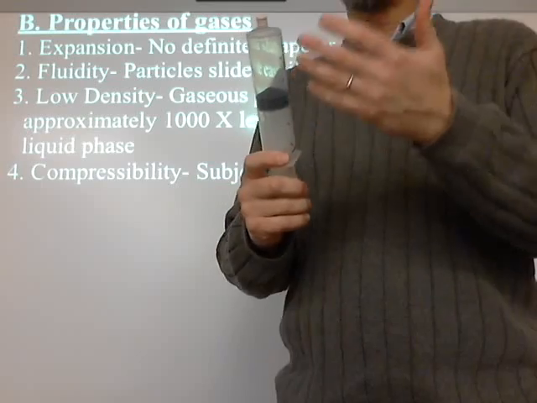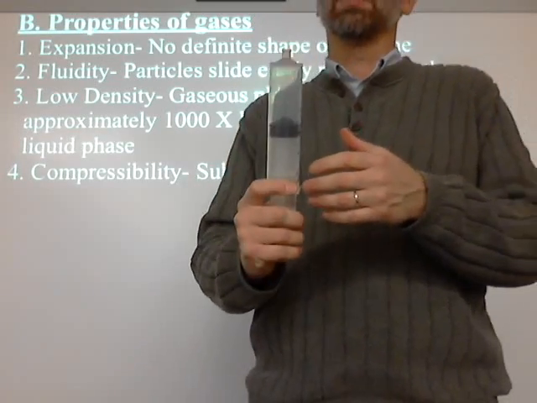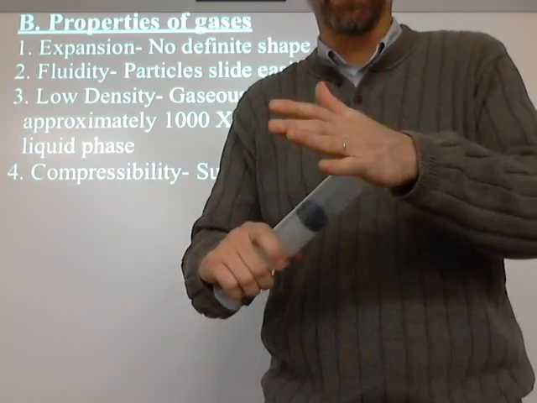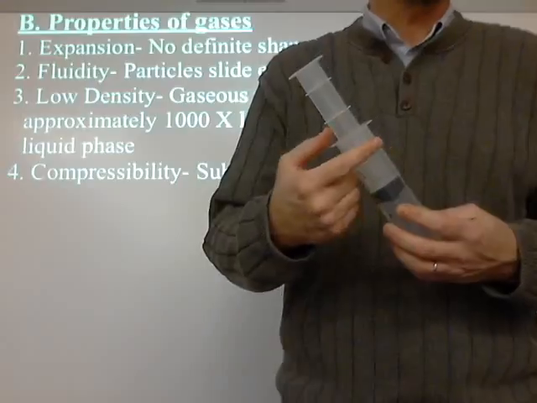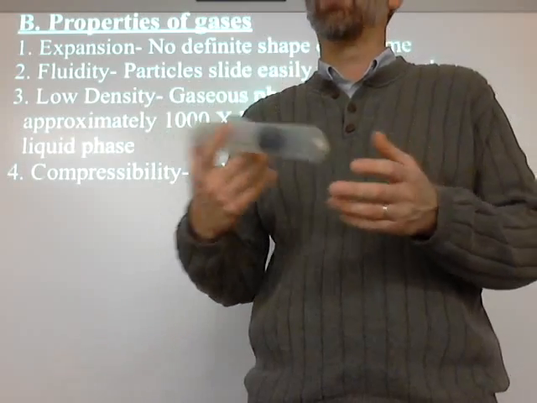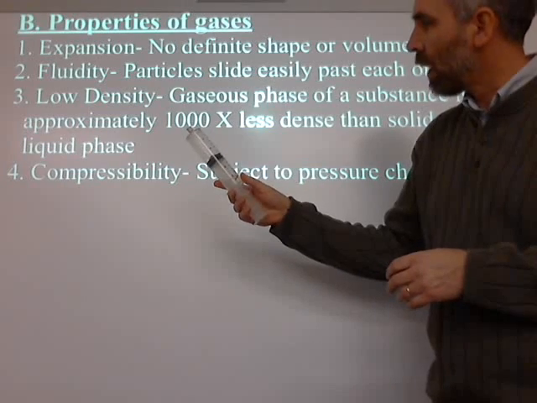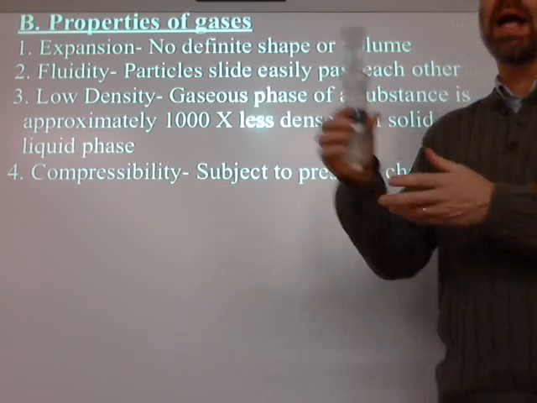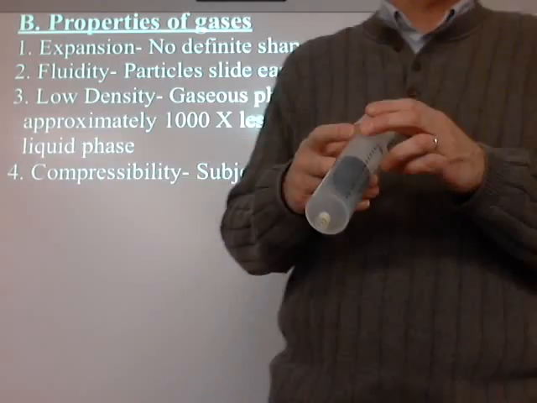If I change the temperature, if I change the pressure in the room, if I take this syringe with a cap on it to the top of a mountain, or to the bottom of the sea, it's going to have a different volume. It is useless to read the volume of this, which is about 80 milliliters. That 80 milliliters will completely change depending on the temperature and depending on the pressure.